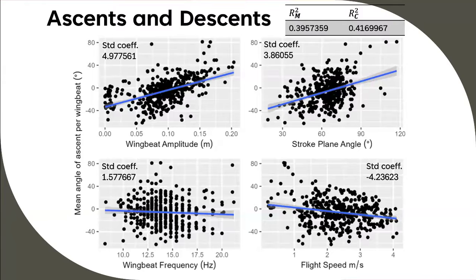Wing beat frequency is another really interesting case because I look at this and I see no correlation whatsoever. Apparently there is a statistically significant correlation there. That said, looking at the standardized coefficients, the coefficient for wing beat frequency is very small compared to all of the others. So it seems like this is a relatively minor factor in whether the bat is flying up or down or level.